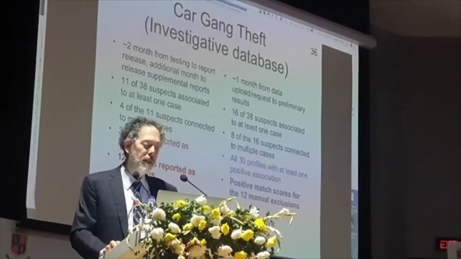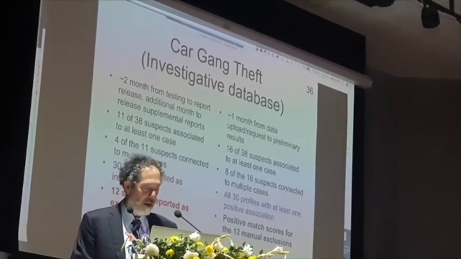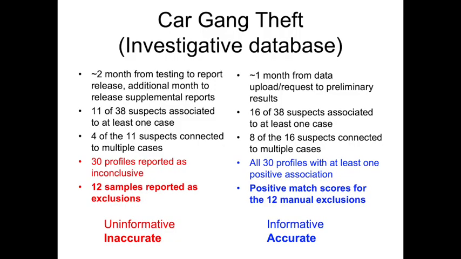We worked on this case with the Cleveland laboratory, Dr. Nasir Butt, and on the left, in this talk that he gave, he shows that there were 30 profiles that human review found inconclusive. All of them produced a result in TrueAllele that was informative, using probability genotyping. There were 12 samples they thought were exclusions. They weren't exclusions. Using a powerful computer, TrueAllele, they found positive matches. The human review was inaccurate and uninformative, whereas the computer was informative and accurate.